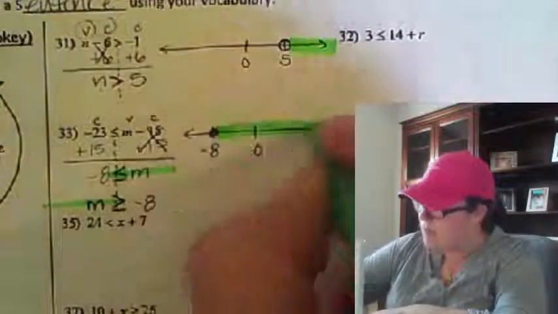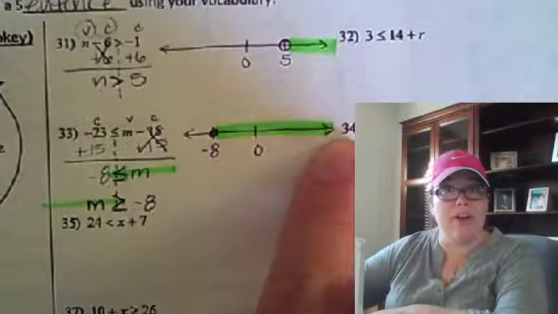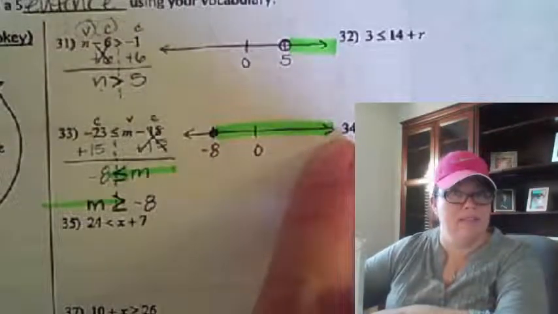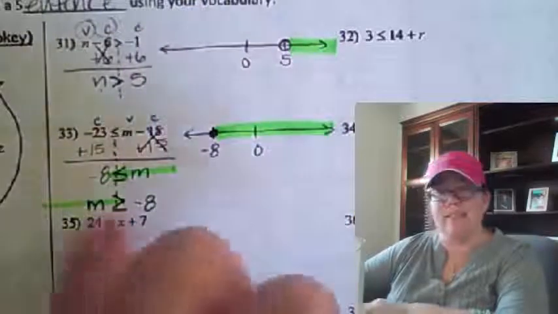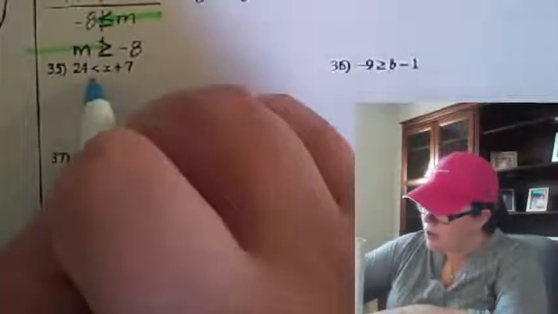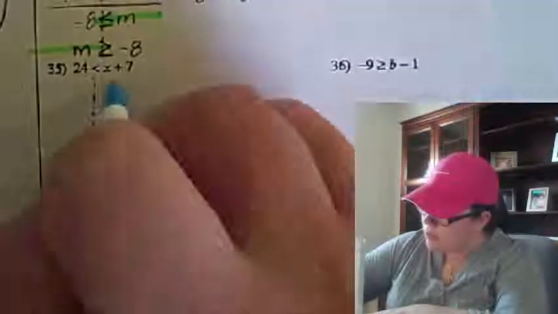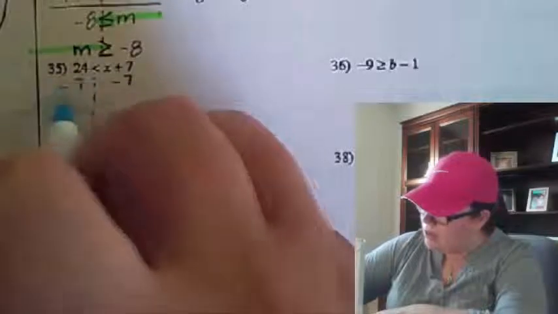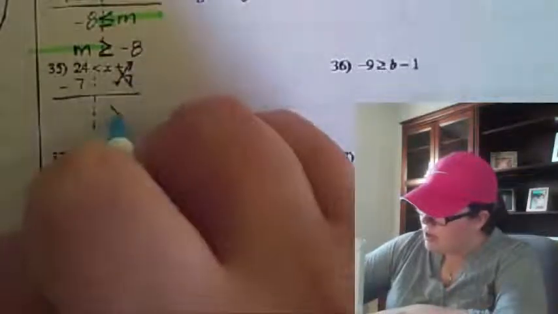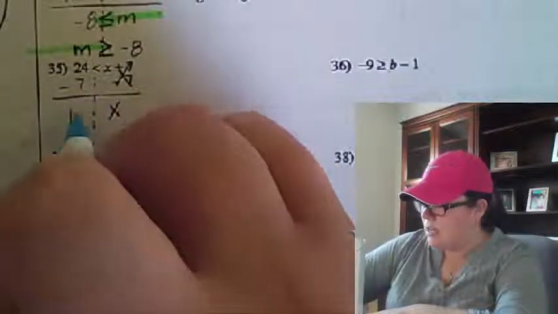So I will shade all these values, which makes sense because everything on the number line on this side is bigger than -8. Okay, so that fits with my sentence. That fits with what I would expect. Let's take a look at another. There's no distribution, so I'm just going to move my constant over to the other side. X comes down. 24 minus 7 is just, what is that, 17?